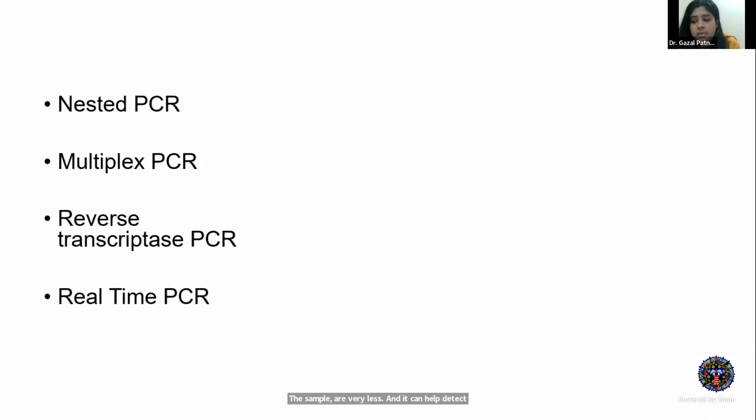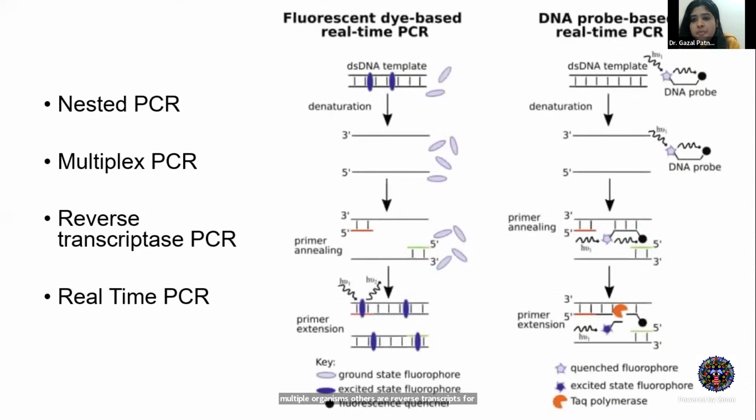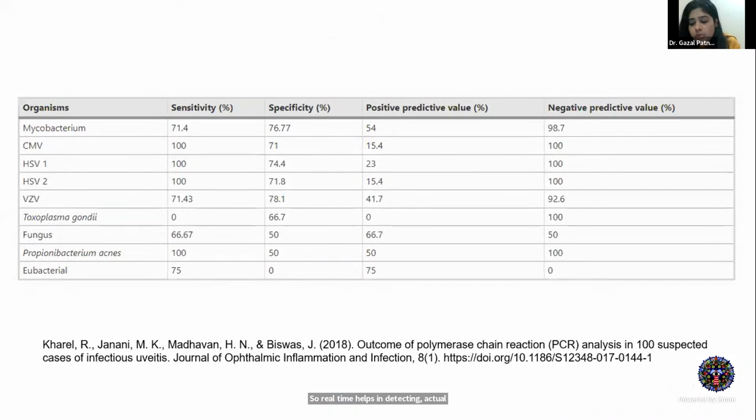Others are reverse transcriptase PCR for RNA viruses, and a few others like real-time PCR. So real-time PCR is very useful. Why? Because conventional PCR can detect even dead organisms. So real-time PCR helps in detecting actual growing organisms in these conditions. Coming to PCR analysis in intraocular fluid, it has different sensitivity and specificity for different conditions with different positive and negative predictive values.